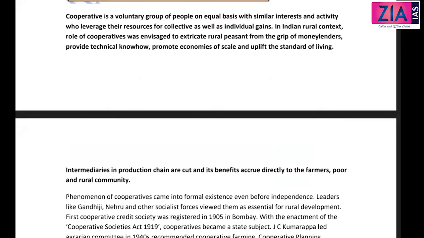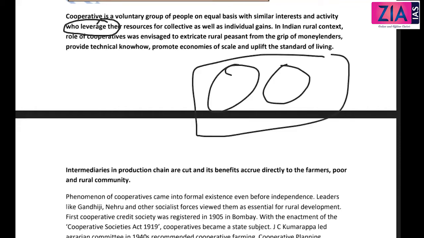A cooperative is a voluntary group of people on an equal basis with similar interest and activity who leverage their resources for collective as well as individual gains. So this is a key word here. So you have something, right? In this case itself, you two people A, B have the land. Now, if you use this land only, then the production will be very less. Okay, the cost will be so high. So if you can use this also, that's what you mean by leveraging, right?